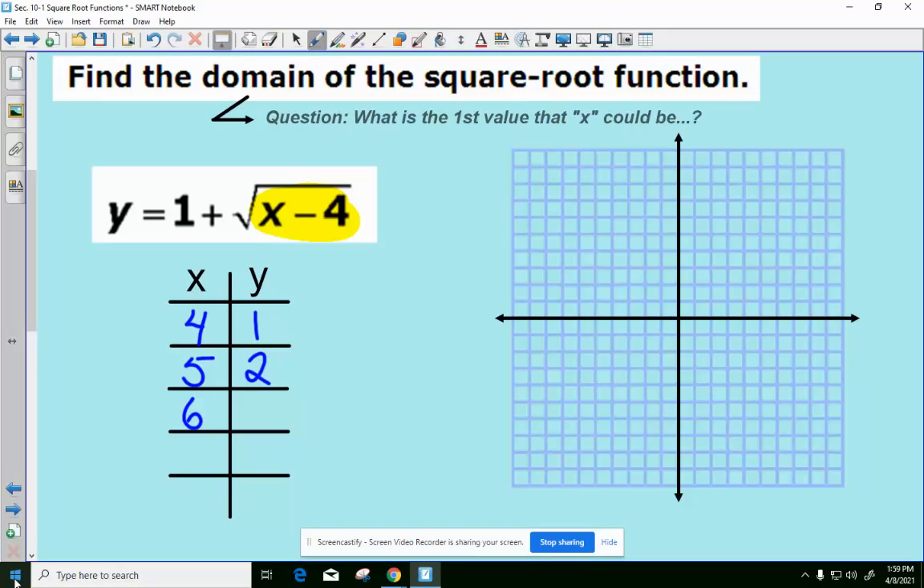Yeah, good. So put a 6 in here. 6 minus 4 is 2. Now you're going to need a calculator here. What's the square root of 2? 1.4, roughly. There's more, but we'll just round it to 1.4. And then I have to add 1, so I get an answer of 2.4. What's my next input number? 7.